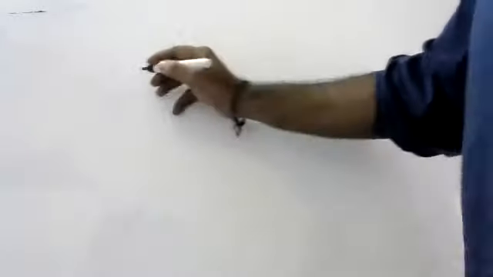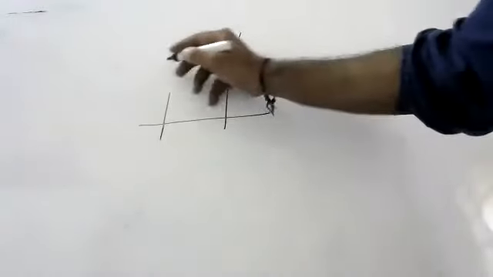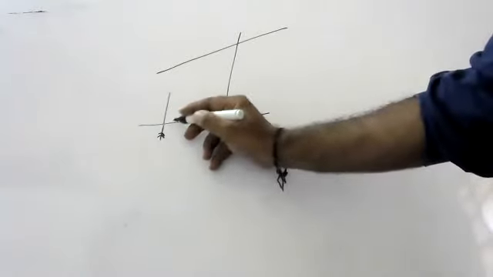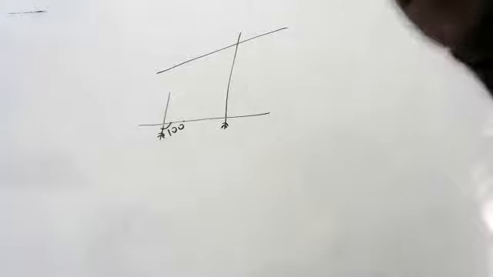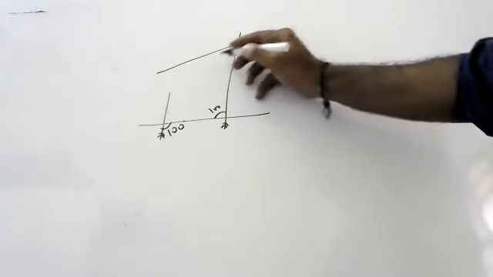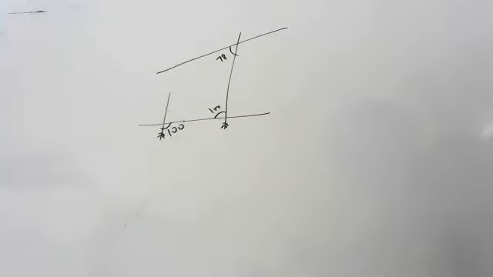Raghuram, are you there? Sir. Yeah, on the board, please show us. Raghuram, this is the question. These both are parallel lines, and they said that this is 100, and this is 100, and this is 78. The question is, what is ACE? Find ACE.